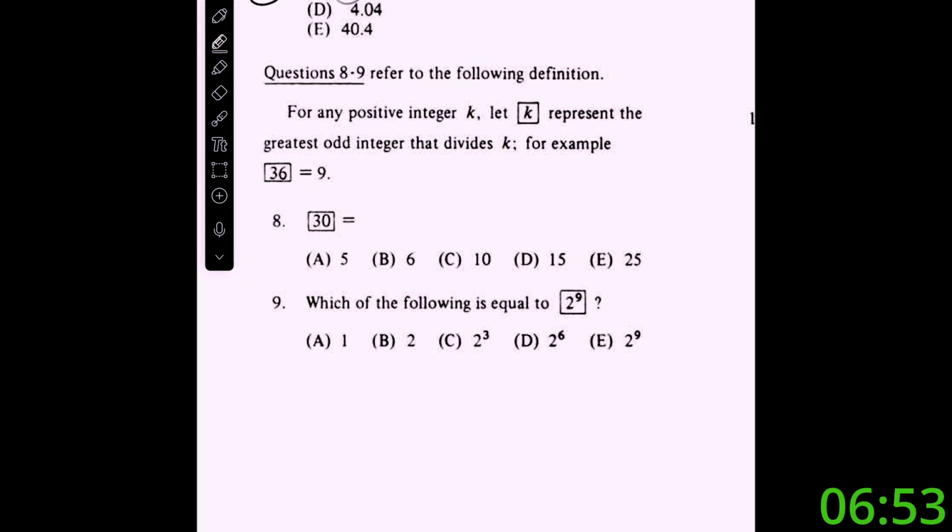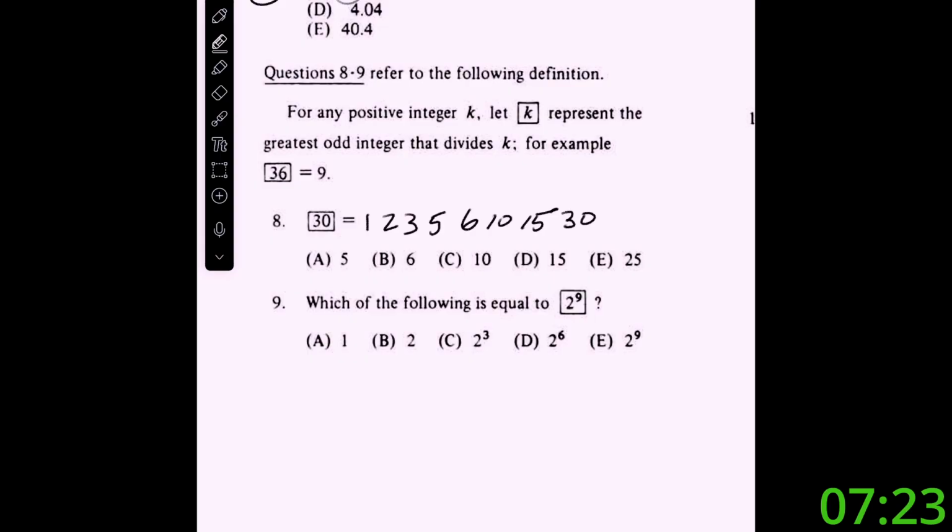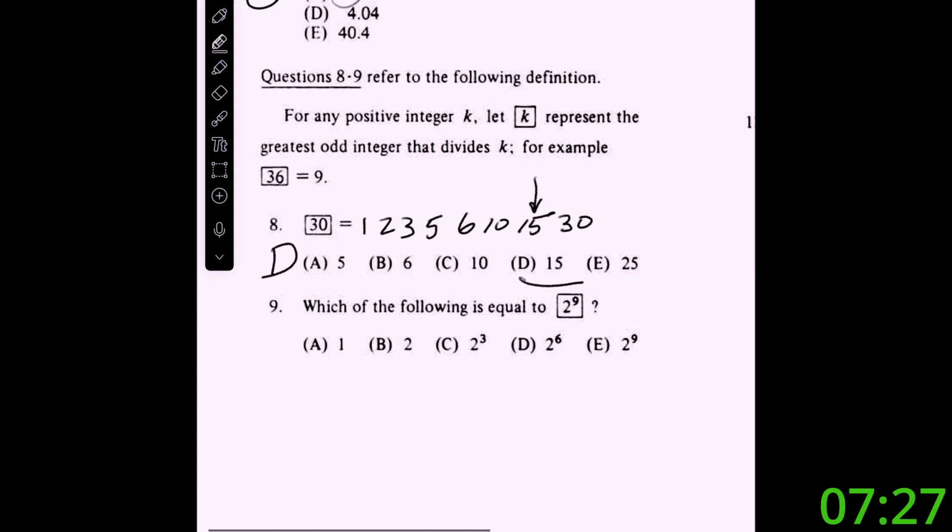is 9. So question number 8, there's a box around 30, and they want to know the greatest odd integer. Well, my factors of 30 are 1 and 30, 2 and 15, 3 and 10, 4, nothing, 5 and 6, and I think that's it. Those are my factors of 30. So the question is, with the box around 30, what's the largest odd integer that's a factor of 30? And it looks to me like 15. So I'm going to say D is my answer.